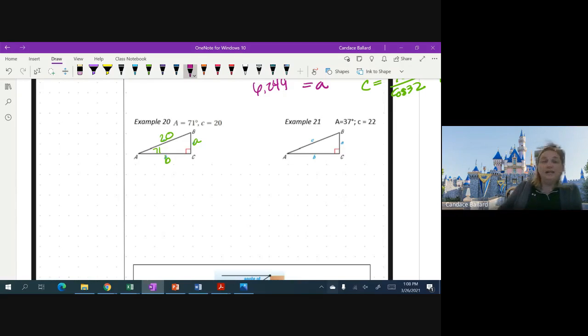All right, it is opposite. Good. All right, we know that the 20 has to be our hypotenuse, and that makes the B the adjacent. If you need to label them in there, that's okay. So if I am going to solve for A, I have the opposite and I have the hypotenuse. Which trig ratio is that? Sine, cosine, or tangent? What do you guys think?